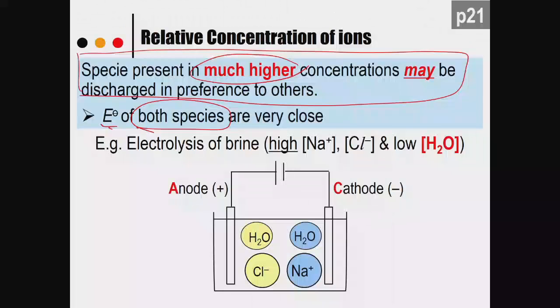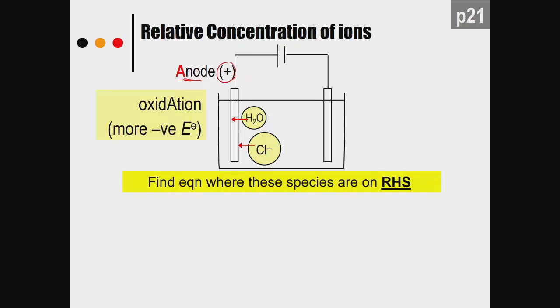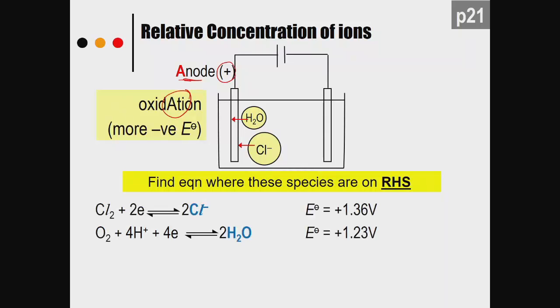In this example, I'm looking at electrolysis of brine. Brine is a solution that consists of concentrated NaCl, so it will have a high concentration of Na+, a high concentration of Cl-, and a low concentration of water. Now, at the positive electrode, which is the anode, water and Cl- will be attracted. I want oxidation to take place. Therefore, when you look for the half equation, you must find the half equation where Cl- and H2O are on the right hand side, where oxidation has taken place.